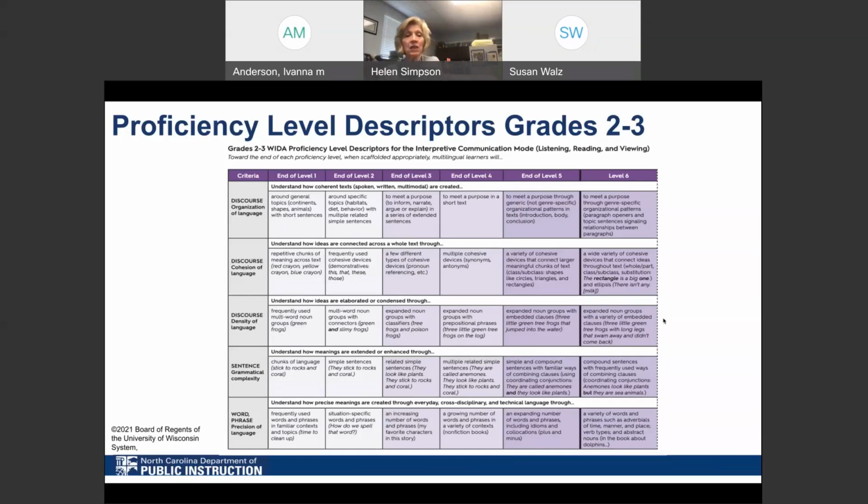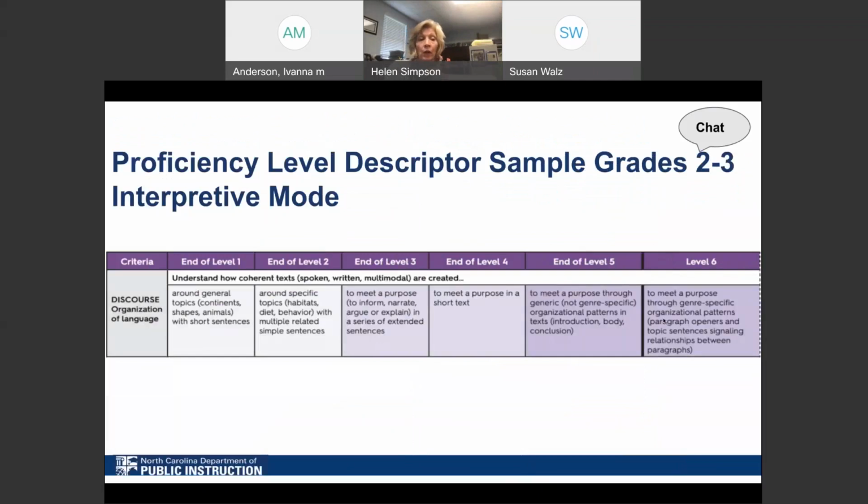Exactly. It's just the amount of information carrying language that is packed into the discourse. Absolutely. So if that's something you're unfamiliar with, you might want to make a note of that if you downloaded the WIDA standards framework. And then we're going to zoom into a particular row. We're going to look at the organization of language. I just want you to notice how it increases in complexity across the proficiency levels. At level 1, we might have short sentences, and then look at the step up for level 2, multiple related simple sentences. Level 3, you begin to meet a purpose in a series of extended sentences. So what might be helpful for you is to highlight these descriptors that are significant across the proficiency levels. It helps you to keep that in your mind and to understand how language grows.